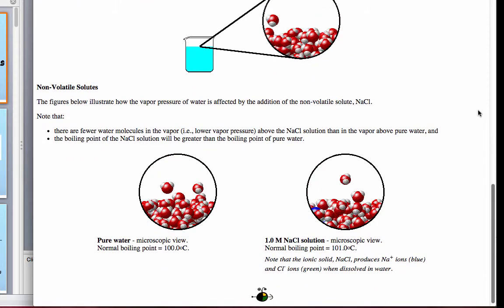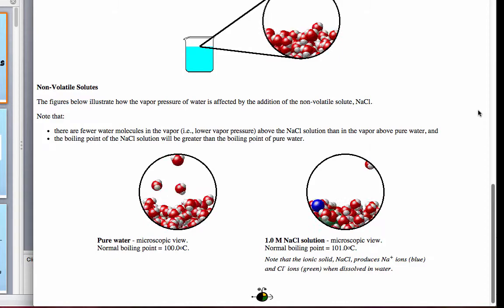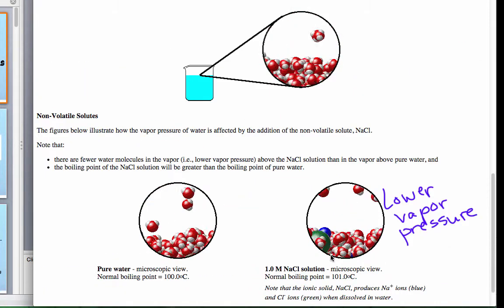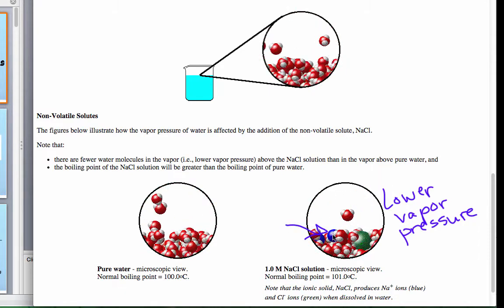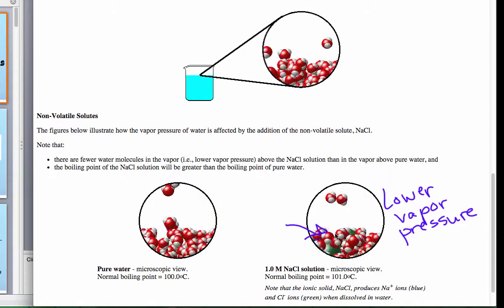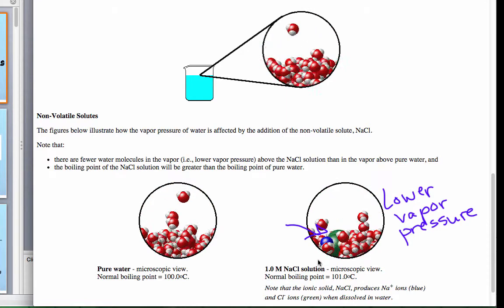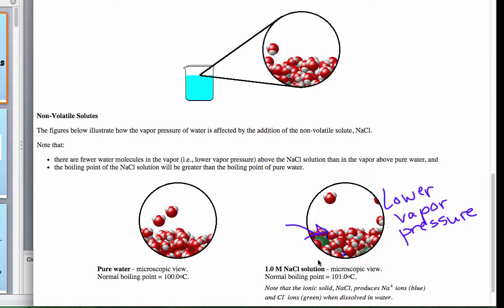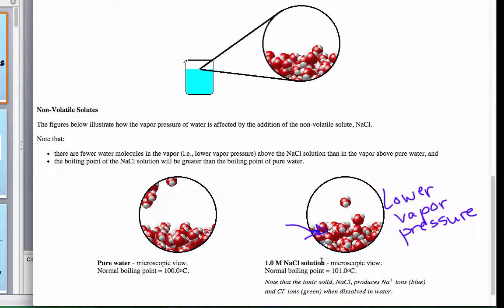When we put a non-volatile solute such as sodium chloride in, then you'll see the vapor pressure is less. There's a lower vapor pressure because the sodium chloride particles in the solution are blocking the water from getting up to the surface to evaporate. Plus, water has an attraction for those charged particles. Since water is a polar solvent, it sticks more to sodium and chlorine and doesn't leave the liquid phase easily.